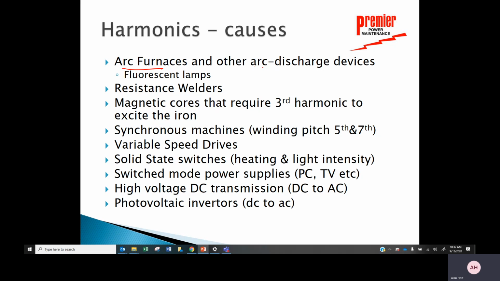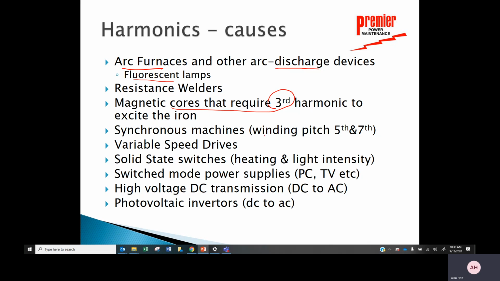Okay. We have other discharge devices like fluorescent lamps. They do the same thing. Not to the same magnitude, but if we have enough fluorescent lamps, we can do that. Resistance welders. I can have welders as they come on. That's not a good sinusoidal impact to my system. They're messing that system up. Magnetic cores. Anything that requires third harmonics to excite the current can be a problem.